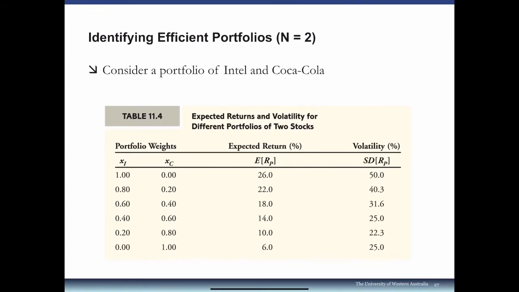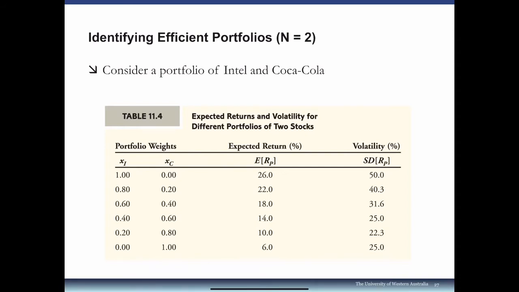All right, let's again start with N equals 2, two different stocks. Let's consider a portfolio of Intel and Coca-Cola. So here are expected returns and volatility for different portfolios of two stocks. Here, we have different weights. You can see that XI represents the weight in Intel, XC represents the weight in Coca-Cola. In the first scenario where we allocate 100% of wealth in Intel, 0% in Coca-Cola, we get expected return of the portfolio, which really just means Intel, 26% and volatility 50%.